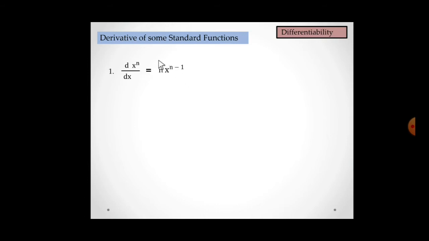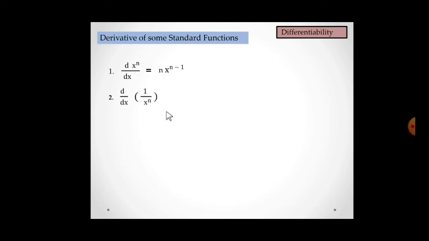And it is very simple: take the power of x, that is n, and reduce the power of x by 1, so x raised to n minus 1. This is the way of writing the derivative for this type of function.